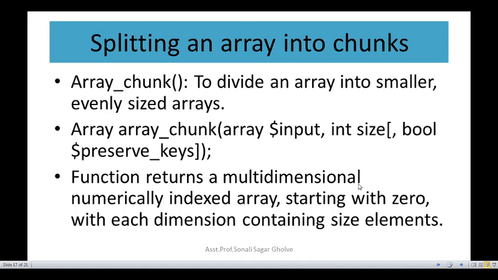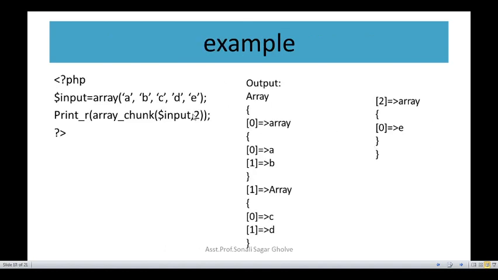Suppose you can specify the size here. Okay, so of that size you will get the array in different chunks, small parts of the array of this size. Here is an example. PHP $input array A B C D E, these are the elements. print_r means print all the keys and values, the index key and value pairs.